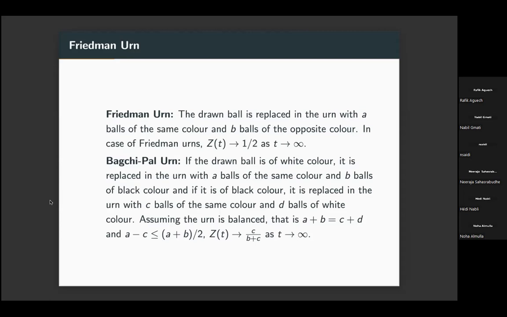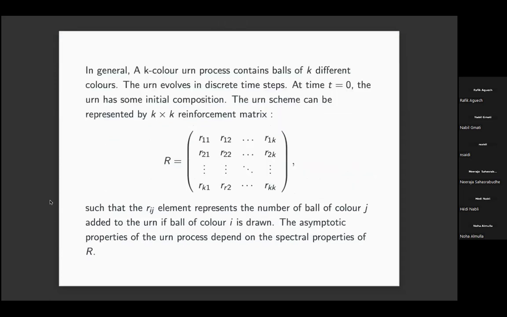So let me describe a way of writing. I believe it might be difficult to immediately grasp what is happening with the way I have written these models. So let me give you a very simple way of writing an urn model scheme. A K color urn process containing balls of K different colors can just be represented by a matrix, right? So I have this K cross K matrix where the R_ij element represents the number of balls of color J added to the urn if a ball of color I is drawn. So if I draw a ball of color I, I add R_ij number of balls of color J.